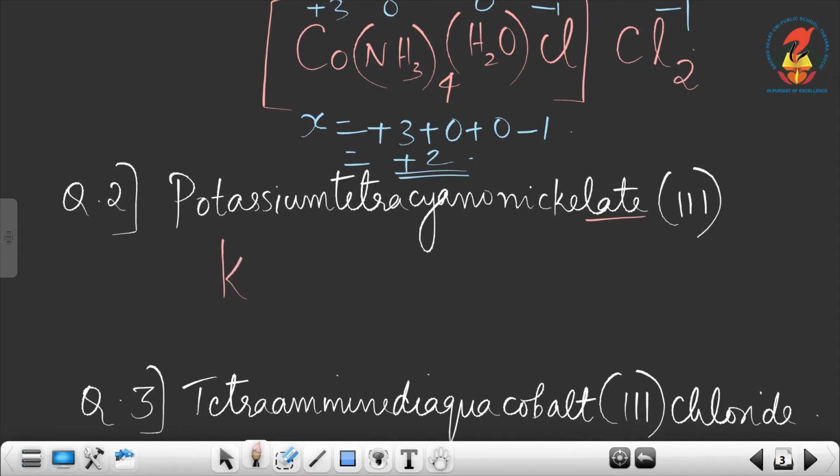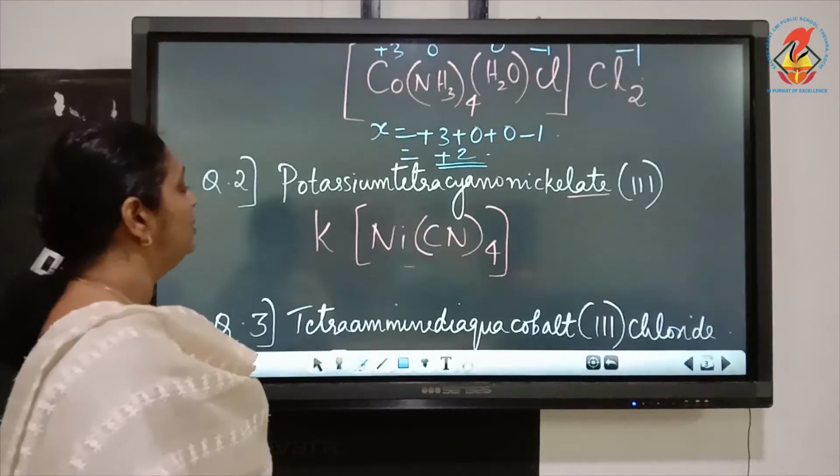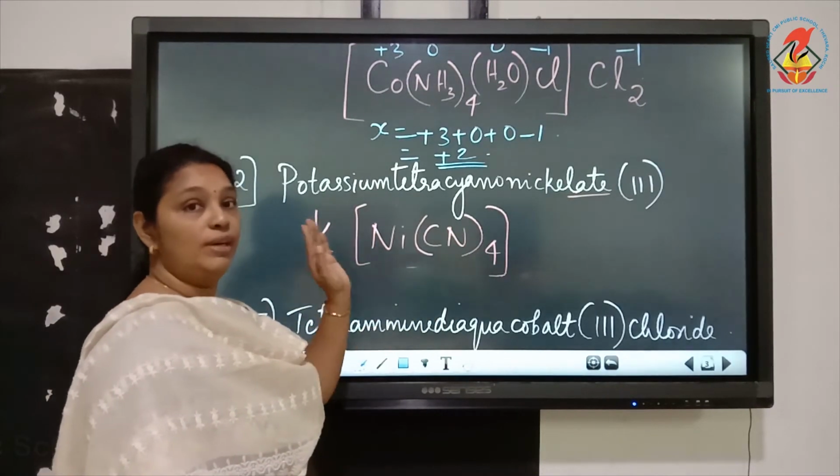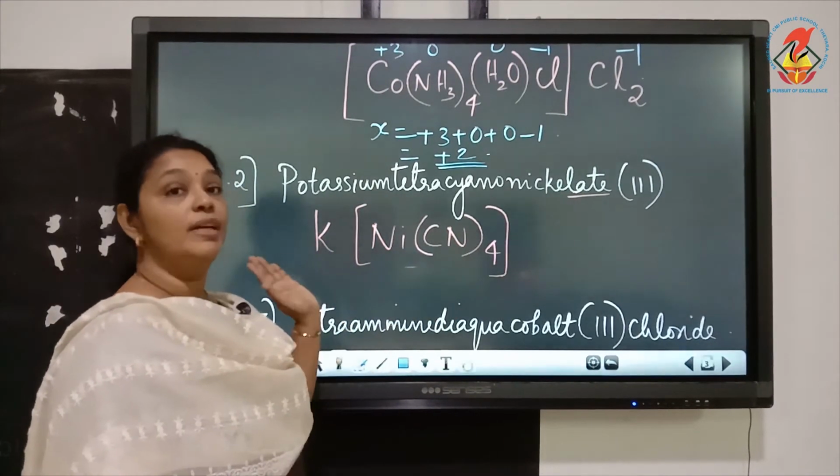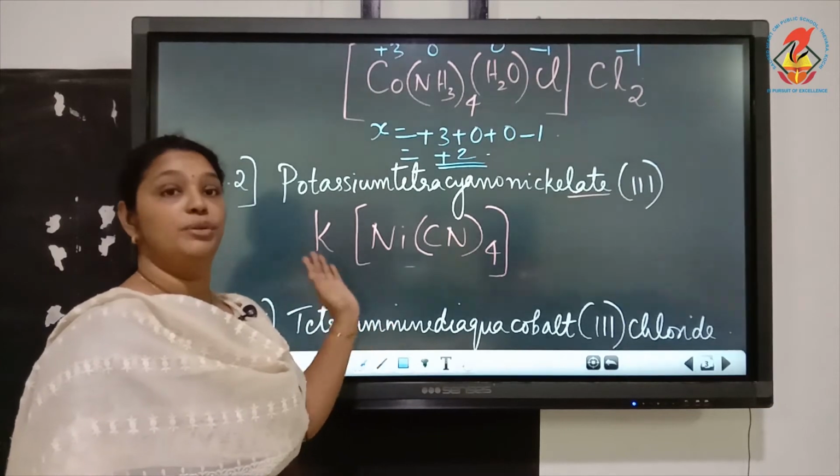So, let us write the formula of the compound. Potassium is written as K. Now, start the square bracket. We have the central atom as nickel, Ni, tetracyano, so CN 4 times. Now we have to find the charge on the complex ion, only then can you find how many potassium ions are required to neutralize that charge.